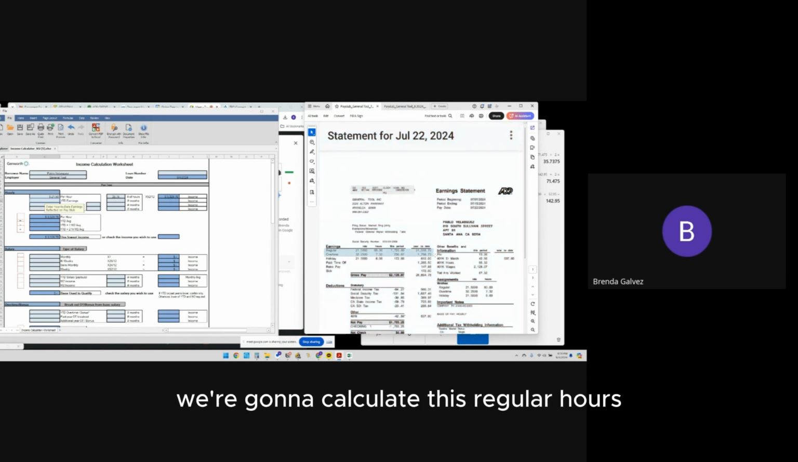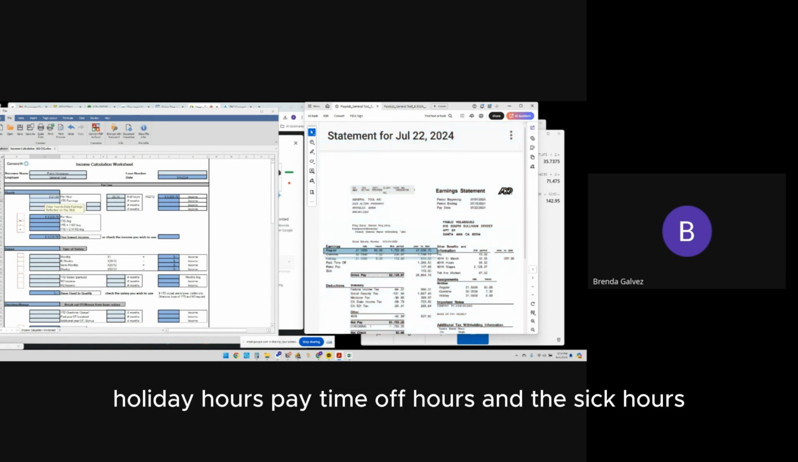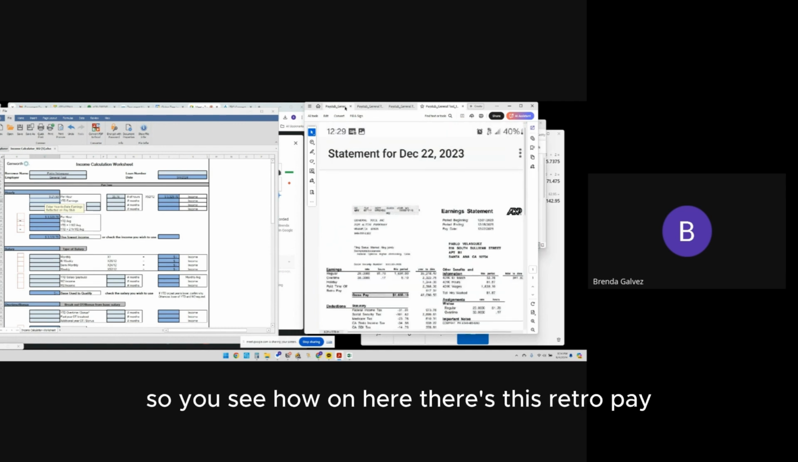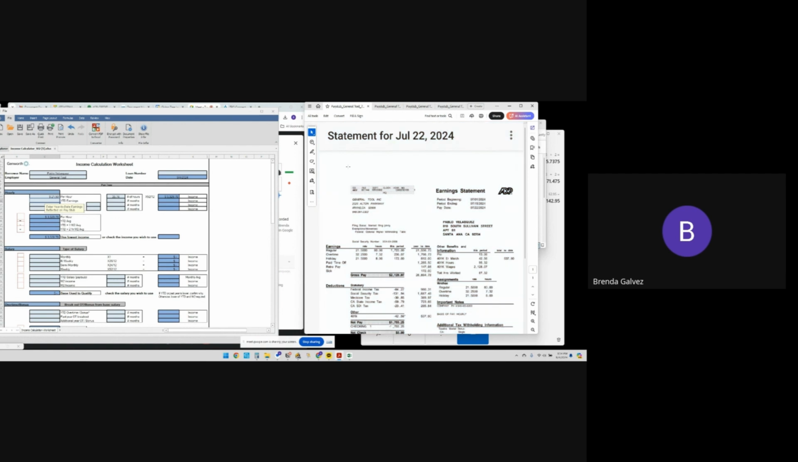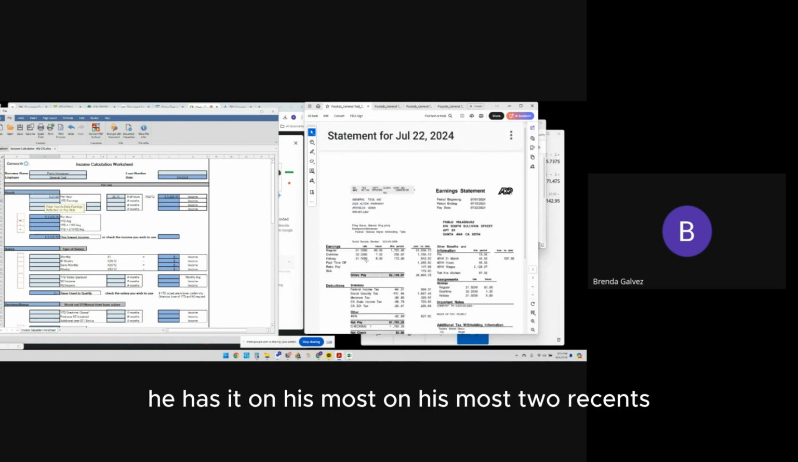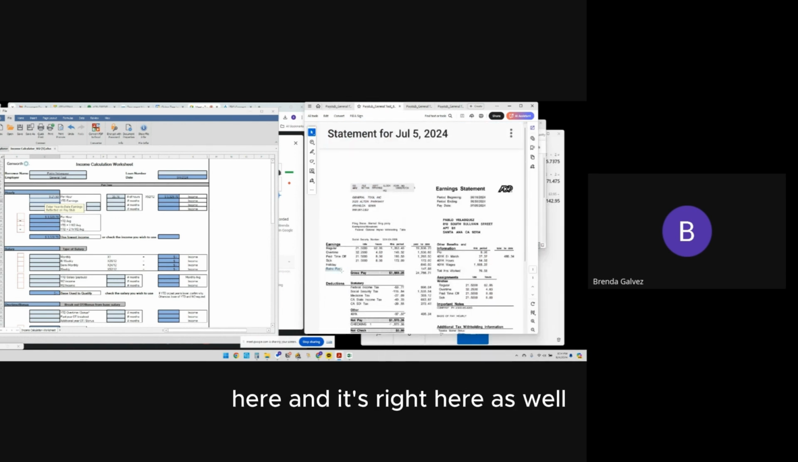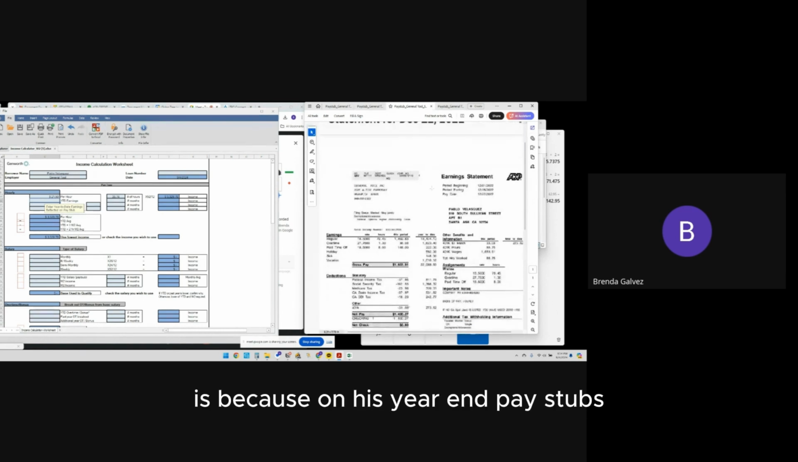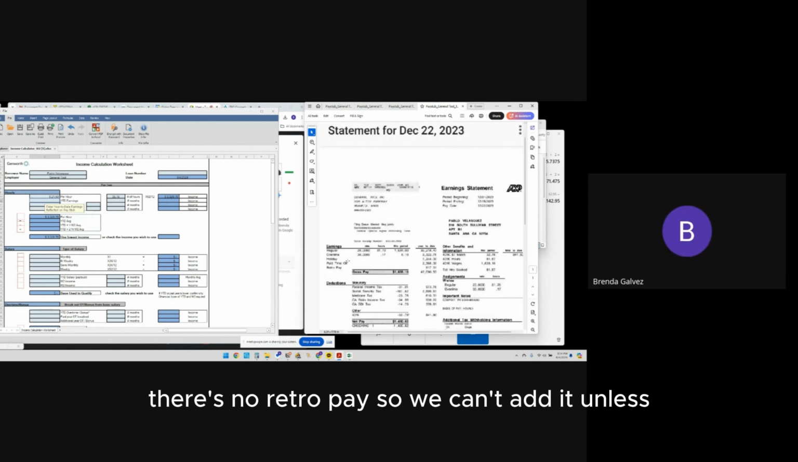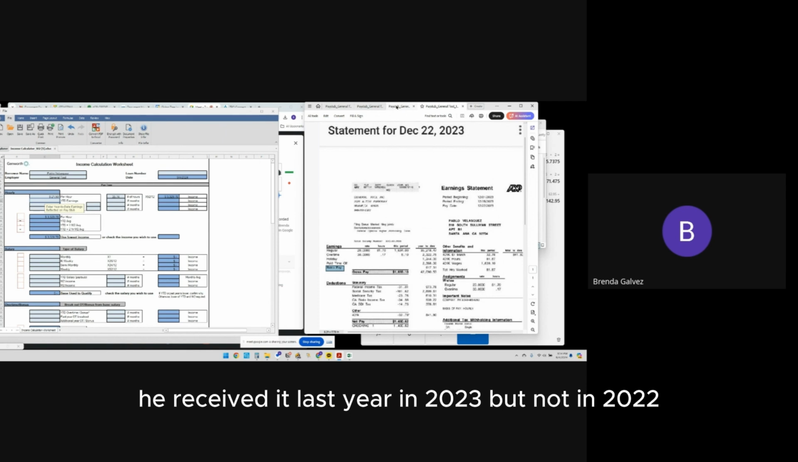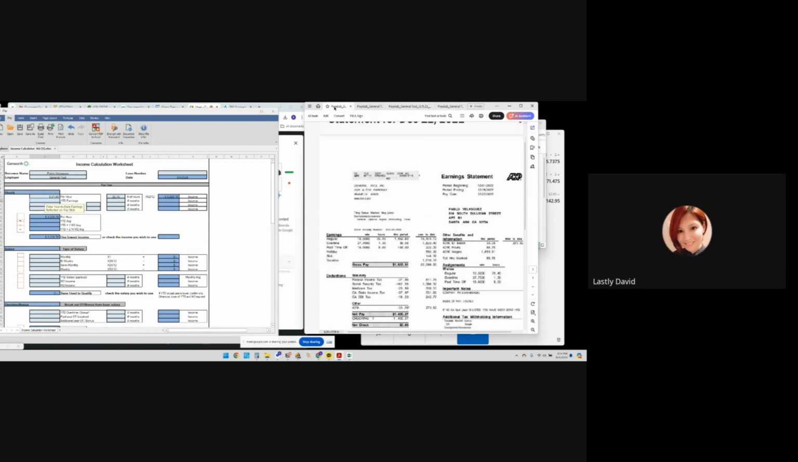We're going to calculate the regular hours, holiday hours, paid time off hours, and the sick hours. So you see how on here there's this retro pay. He has it on his two most recent, right here and right here as well. The reason why we're not including it is because on his year-end pay stubs, there's no retro pay. So we can't add it unless he gets it for at least 2 years. He received it last year in 2023, but not in 2022. So this was the most recent.